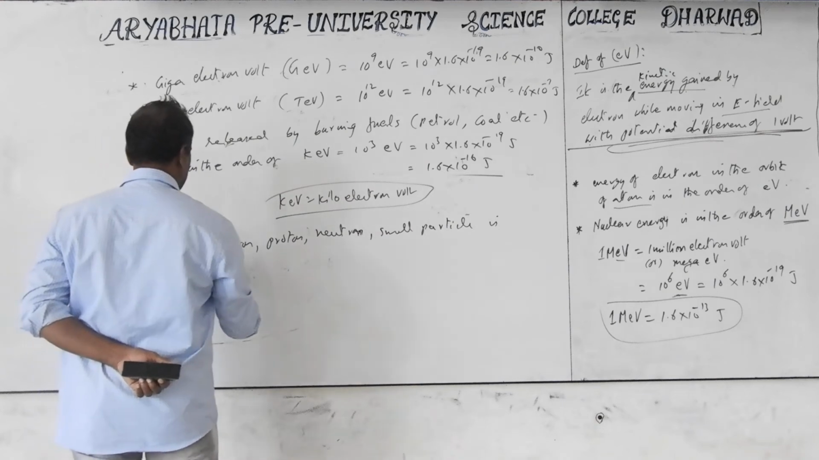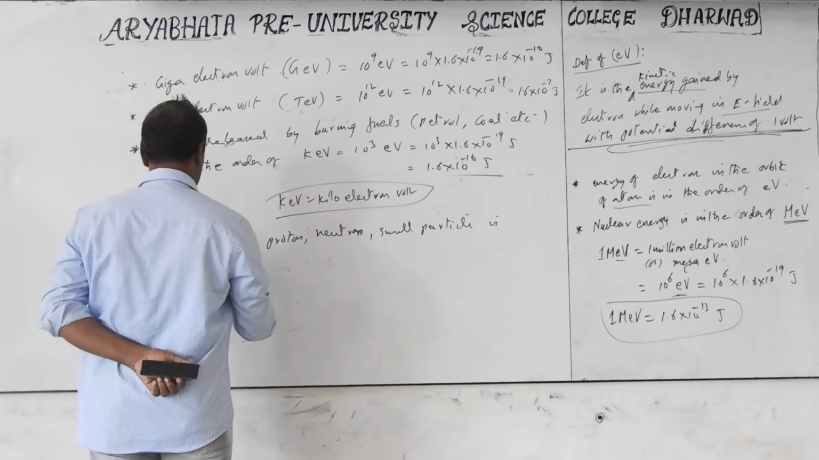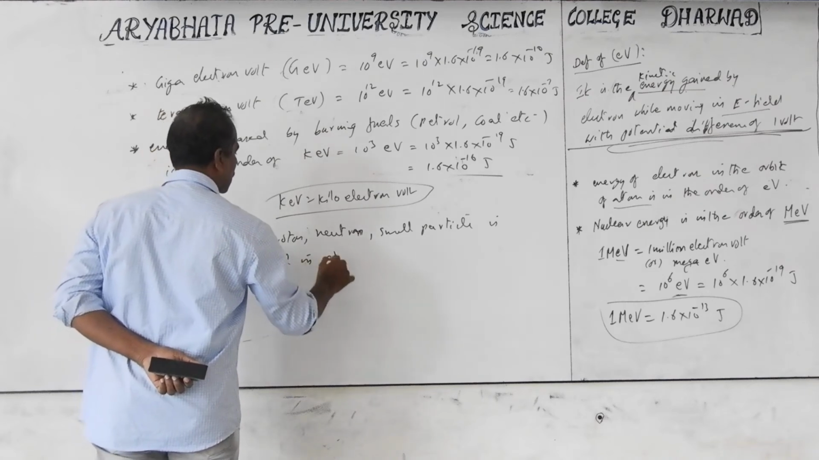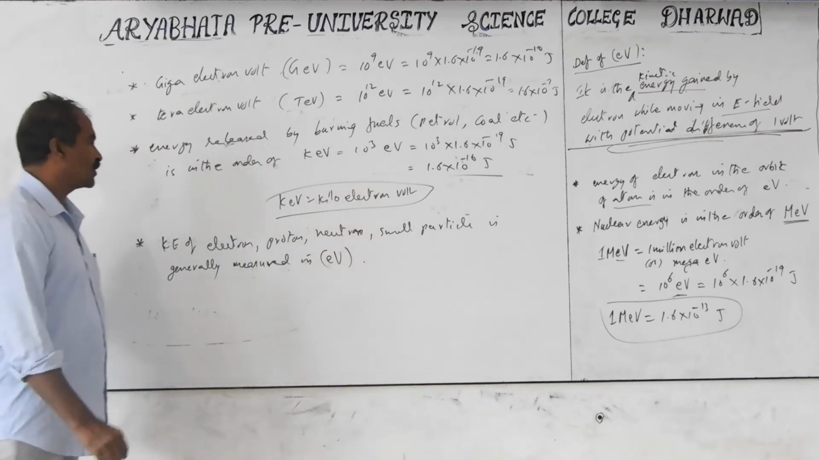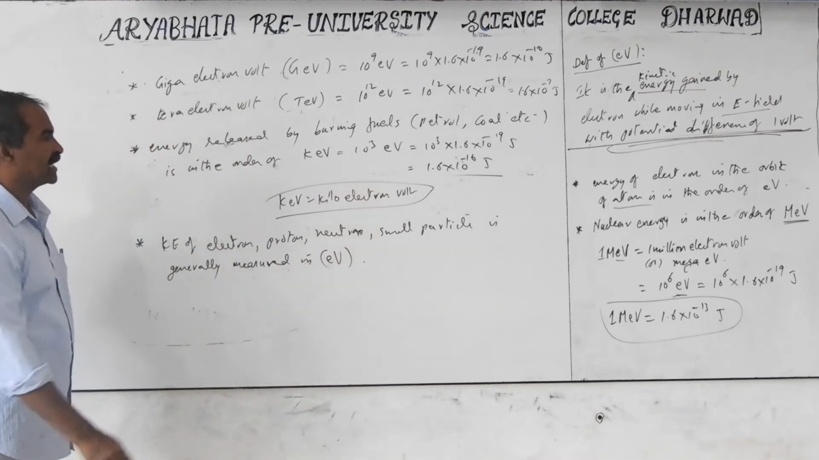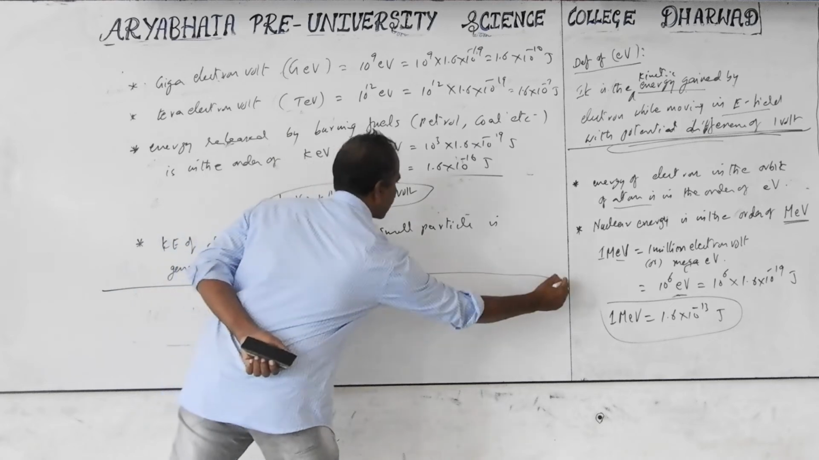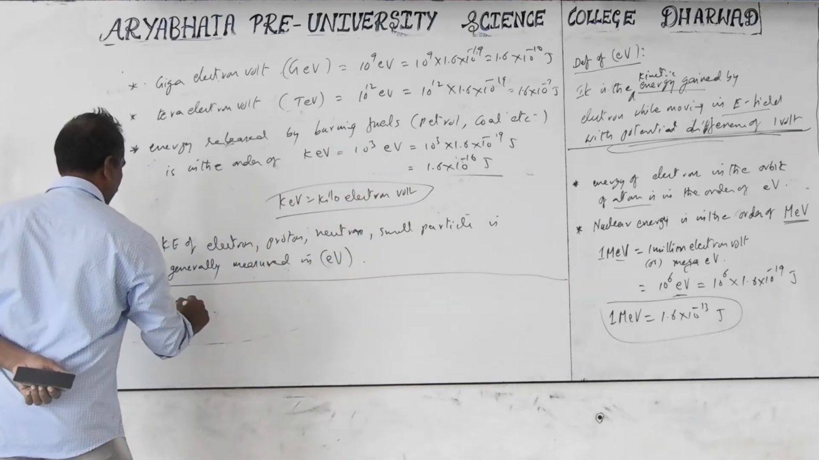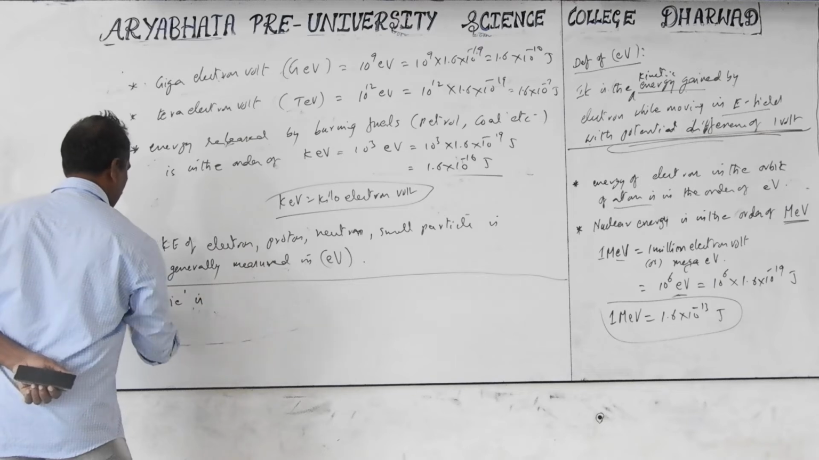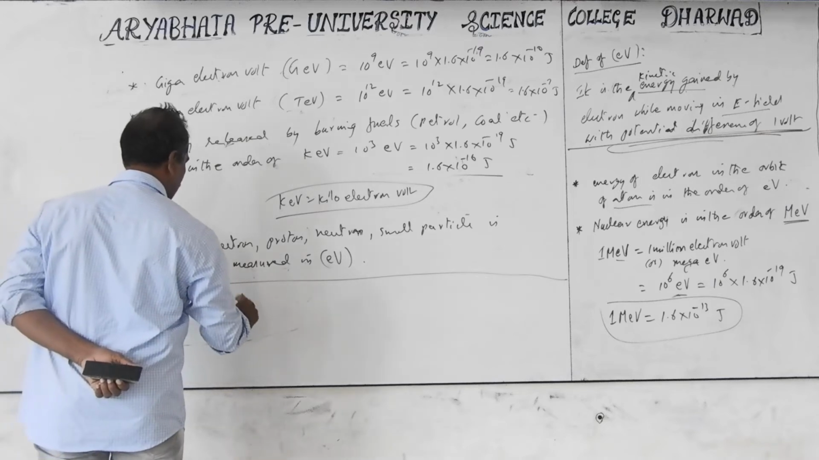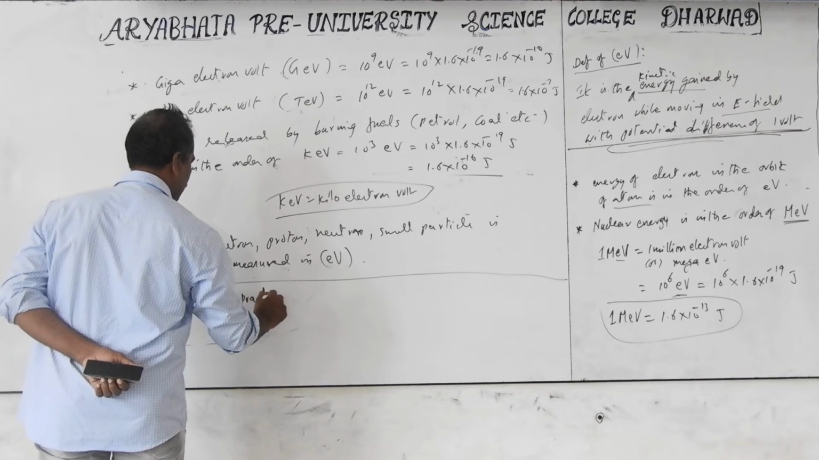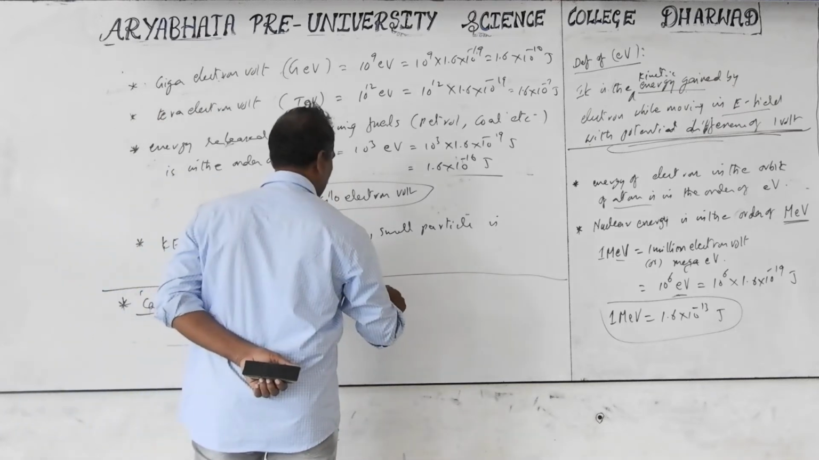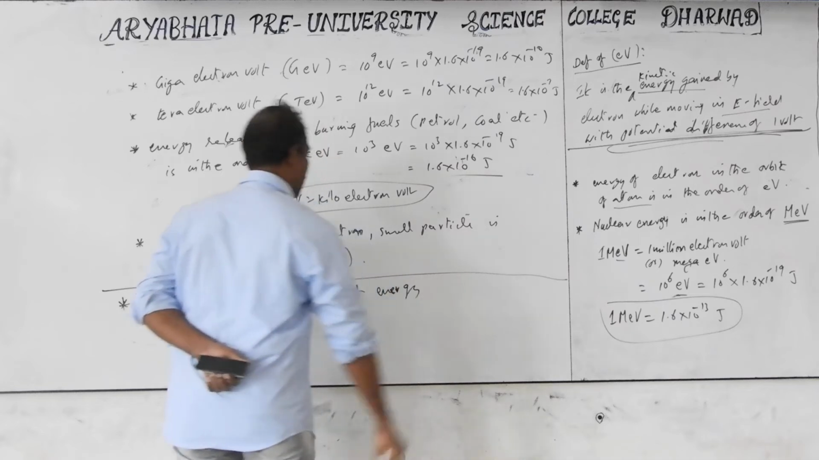So it is a practical unit. Generally, energy is measured in joules, but for subatomic particles it is measured in electron volts. The problems say per mega electron volts, giga electron volts. But the calorie is a practical unit of heat energy.